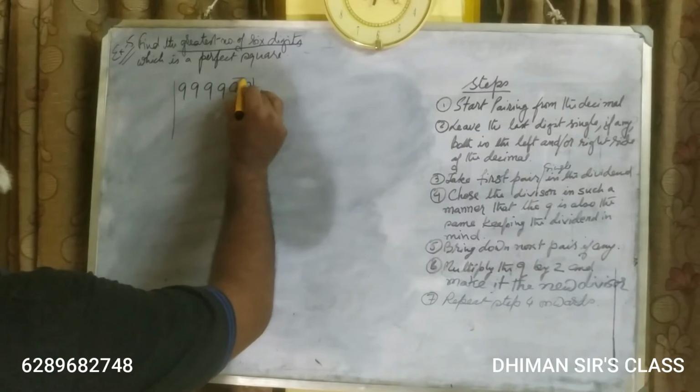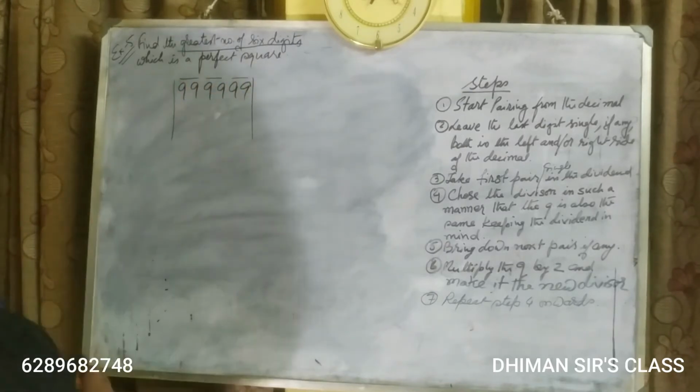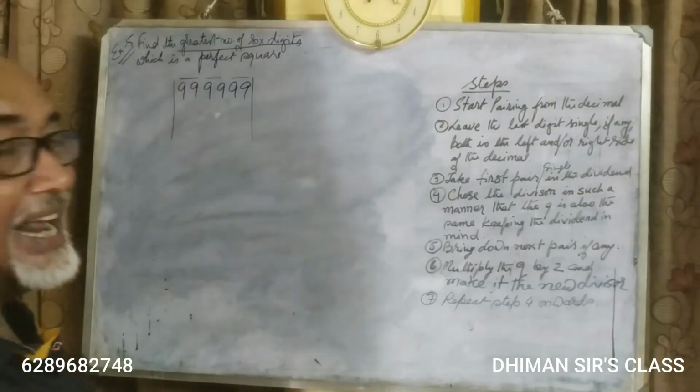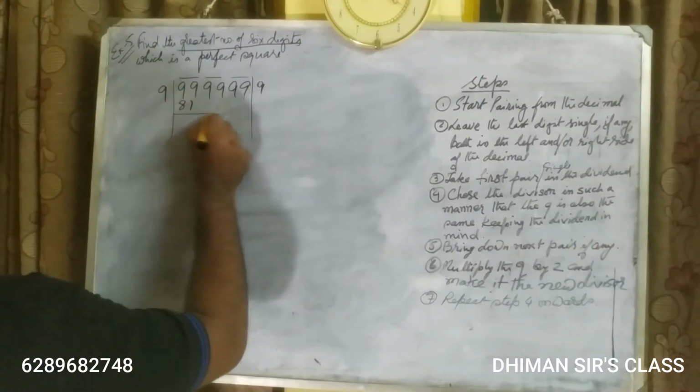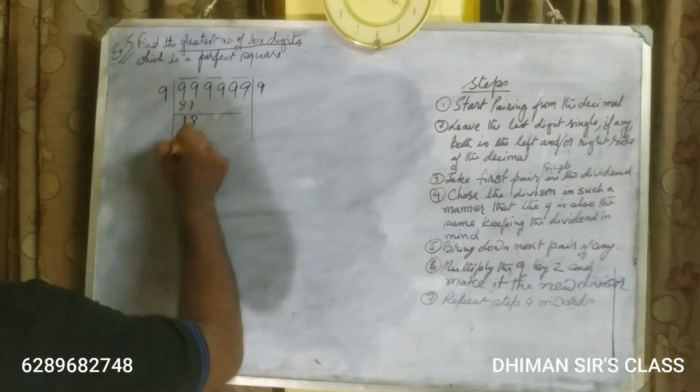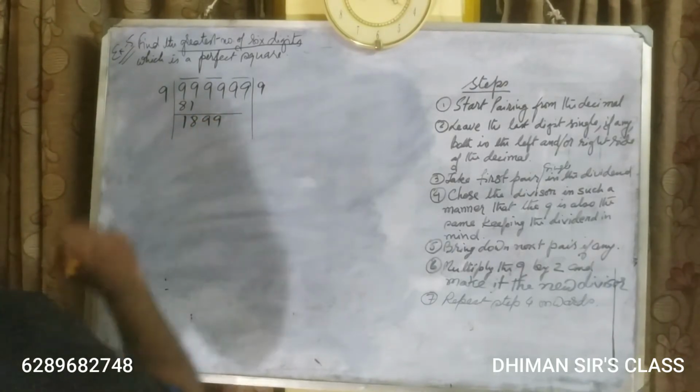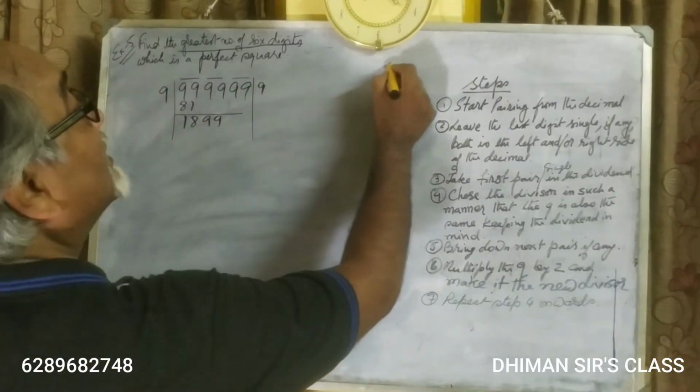Let us start making the pairing: 1, 2, 1, 2, 1, 2. So 9 9s are 81. Okay, 8, 1. Bring down 9, 9. Okay, so now rough.